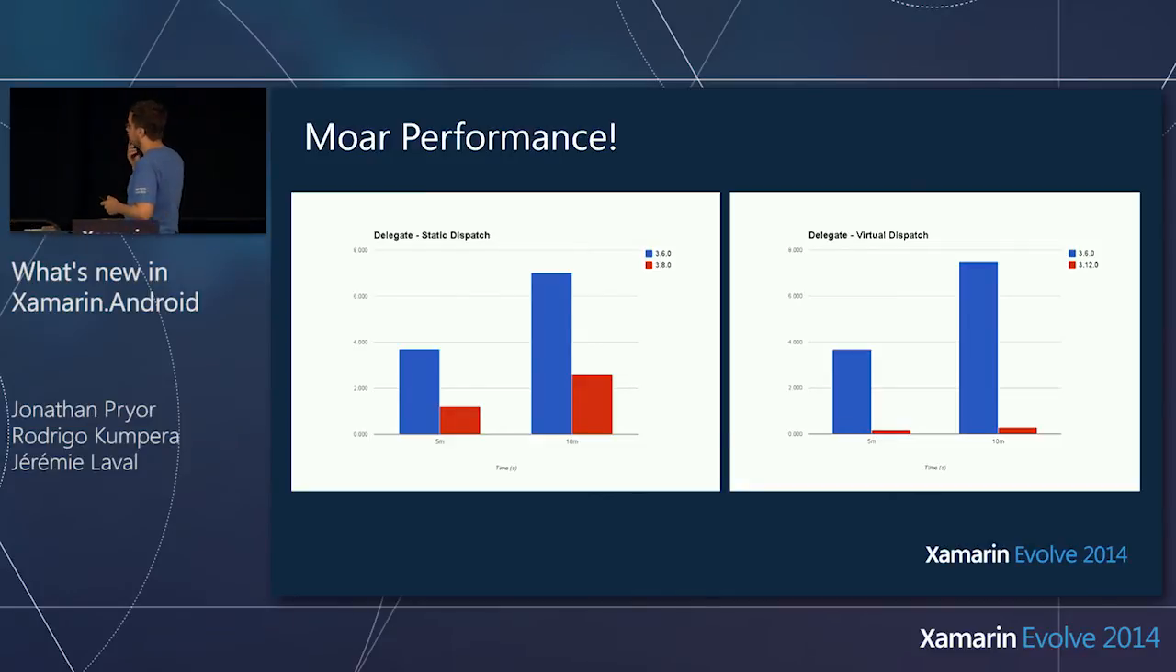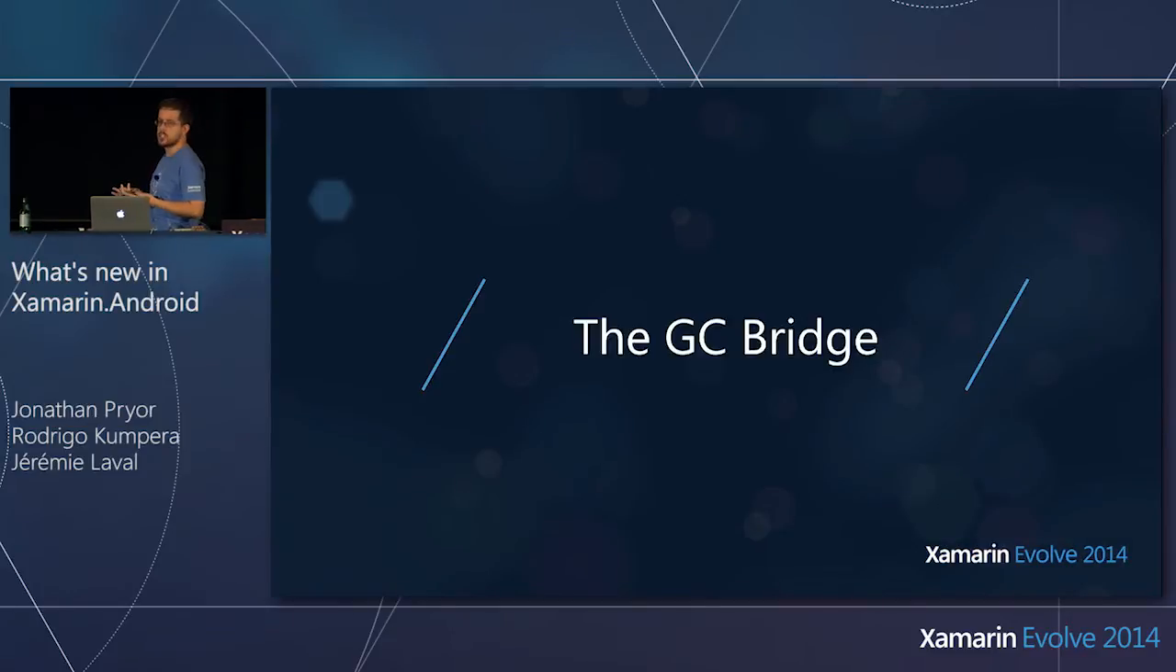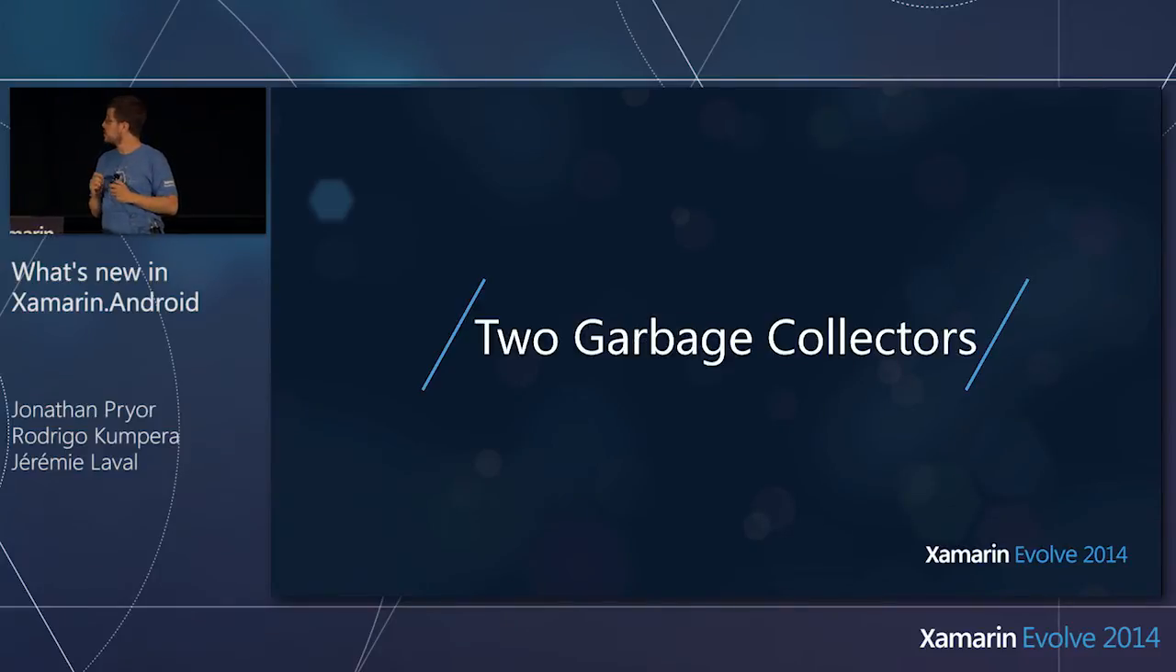The other thing we worked on is the GC bridge. How many of you here are familiar with what the GC bridge is? Okay, a few of you are familiar. Is it because it's a good thing, or because you hate it and always have problems with it? The GC bridge always shows up in logs, and people complain because it's slow and problematic. To understand the GC bridge, I have to tell you about the 2 garbage collectors that we have.